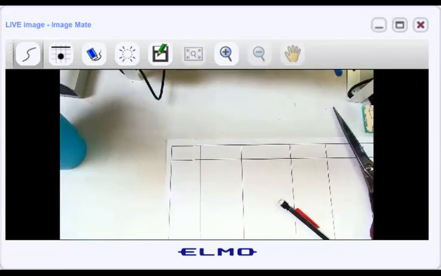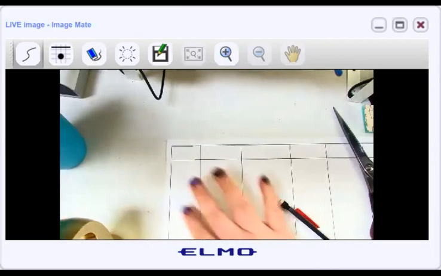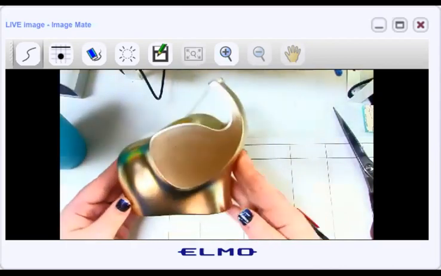I got this really neat tape dispenser. It looks like an elephant. Want to see? Look how cute that is.